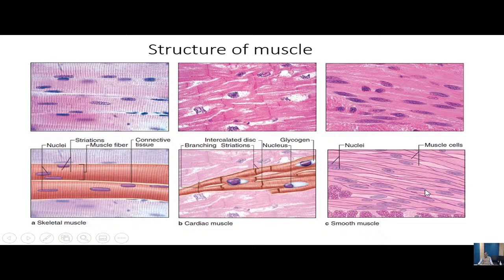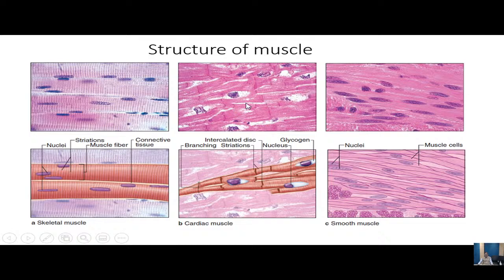So they are packed nicely, and each of these is a muscle cell. Now, what is the difference with the skeletal muscle fiber? Each muscle cell has only one nucleus. You can see the cell, and the nucleus is placed centrally. You can see over here, each of these is one muscle cell, or myocyte, or muscle fiber, and the single nucleus is placed centrally.